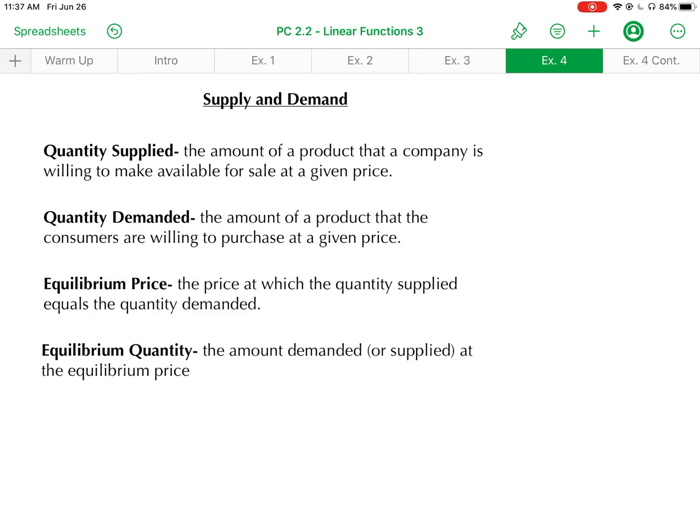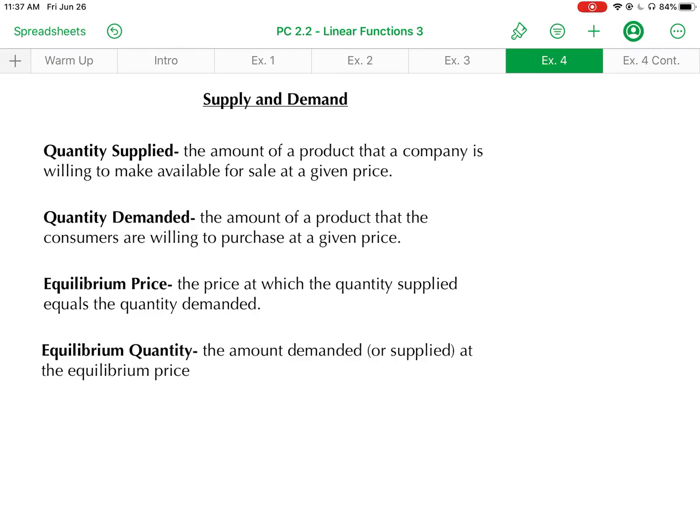Here we're going to be looking at a very specific application to linear functions. It's a business application involving supply and demand, okay? And first I want to get out of the way some vocabulary terms that we're going to be using.